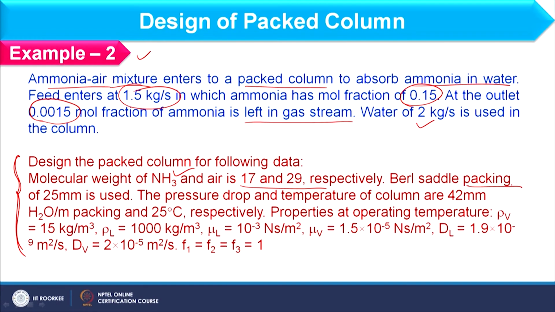Berl saddle packing is used with 25 size. Pressure drop in the column is 42 mm water per meter of packing, and that is available at 25 degrees Celsius. Properties at the operating temperatures are given like this, okay, because water is there. So, F1, F2 and F3 should be considered as 1 and this should be used in Hg calculation. Here again I am considering Cornell's expression to find out Hg as well as HL, right.